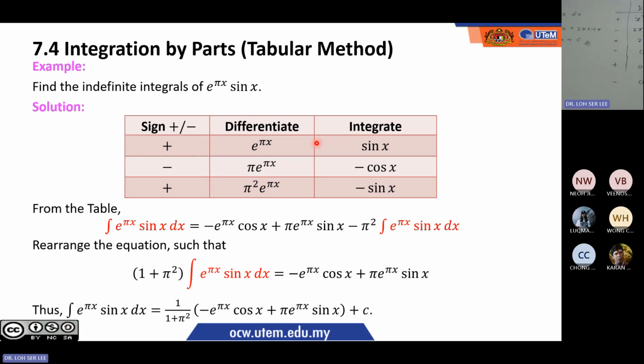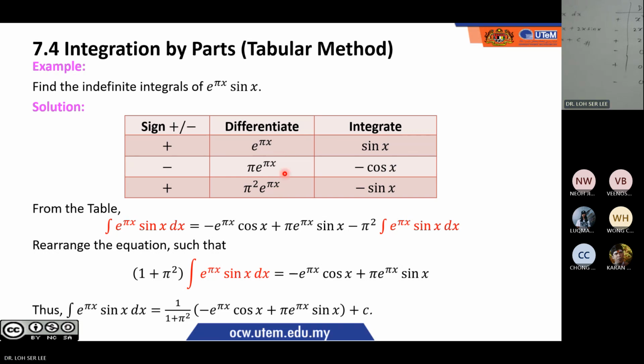Okay, another example. This one is special. This is the third case where we have the exponential with sine or exponential with cos. This one, we do not have polynomial. Because when you have the polynomial, you are able to differentiate until you get 0. But for exponential or sine or cos, we can't get 0 no matter how many times you differentiate it.